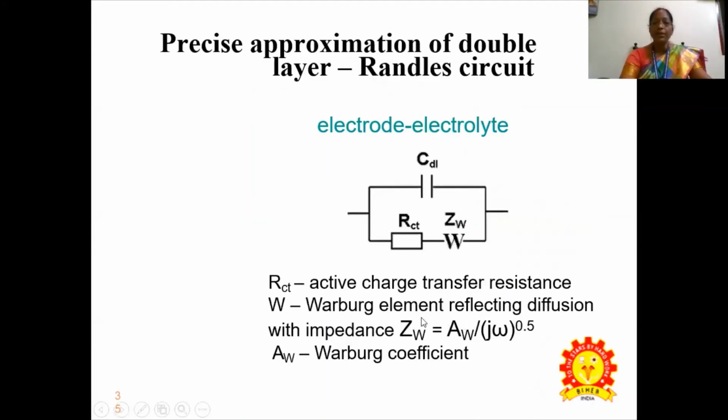A precise approximation of the double layer Randles circuit, that is the electrode electrolyte, has two parallel branches. If we have such a circuit, we call it a tank circuit, which responds at one particular frequency. It will be low or high, and we call it a resonance circuit. Here we have RCT, which is the active charge transfer resistance, and W is the element reflecting diffusion with impedance ZW, and AW is a constant coefficient.